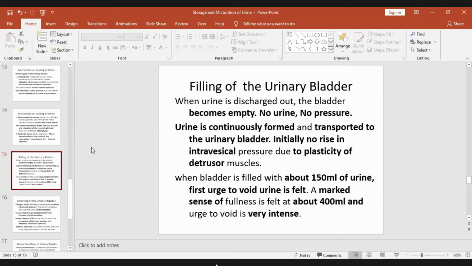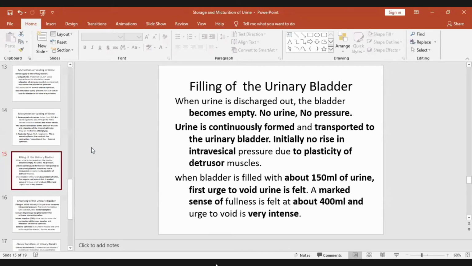Now try to remember, urine is continuously formed all the time, and that urine is transported to the urinary bladder. How much urine is produced continuously? 1 ml every minute. They normally say 60 ml every hour. And that is continuously transported by peristalsis. Initially, there is no rise in the intravesical pressure due to the plasticity of the detrusor muscles.